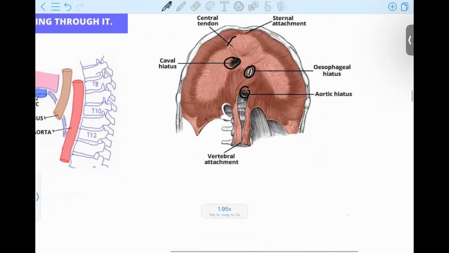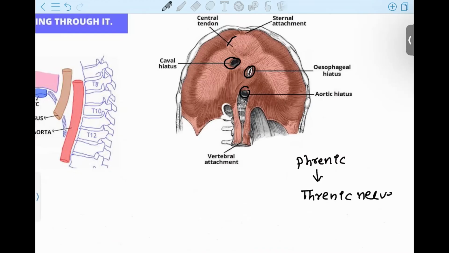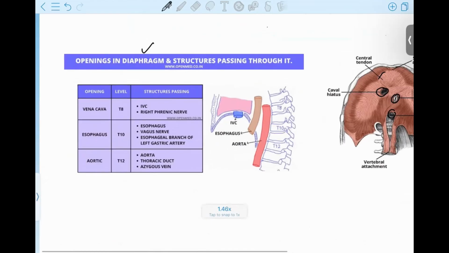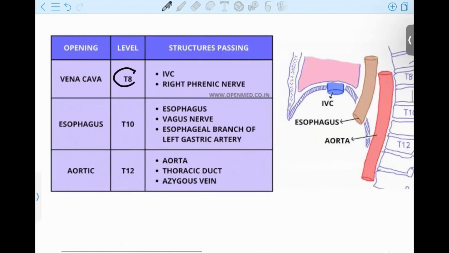So usually your phrenic nerve roots are very important. Remember it like this: 3 nerve roots are present here, that is your C3, C4 and C5. These are the nerve roots. And what are the structures passing? At T8, the vena cava hiatus. What are the structures? Inferior vena cava and the right phrenic nerve.